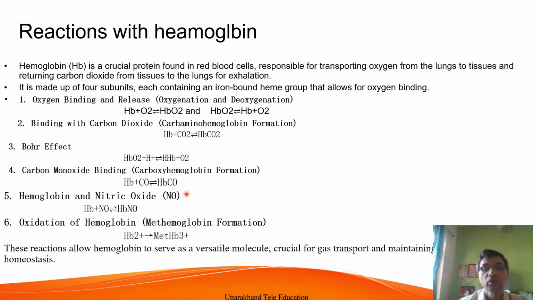Now this is carbon monoxide. Sometimes the hemoglobin molecule also binds with carbon monoxide. It has more affinity, and then it becomes carboxyhemoglobin. This is toxic also. The hemoglobin molecule also binds with nitric oxide. Nitric oxide is a vasodilator, and it is also present in the brain. Sometimes the ferrous ions of the hemoglobin molecule oxidize into ferric ions, and then it becomes methemoglobin. This is also toxic.